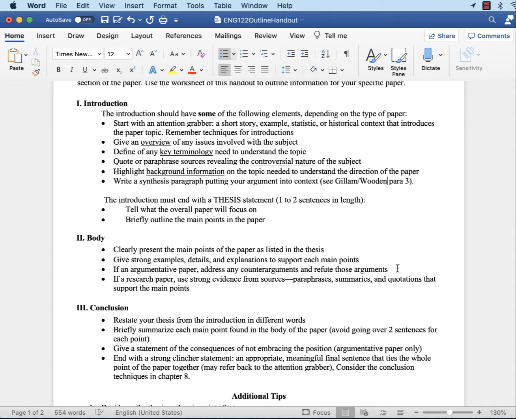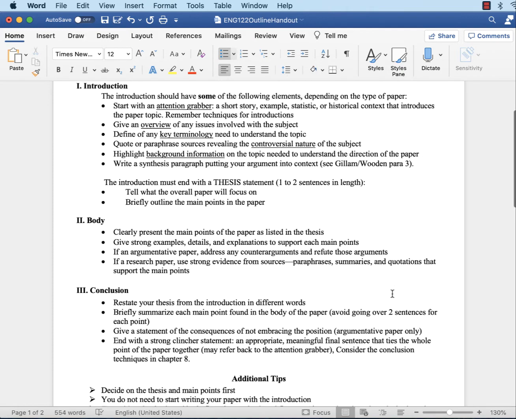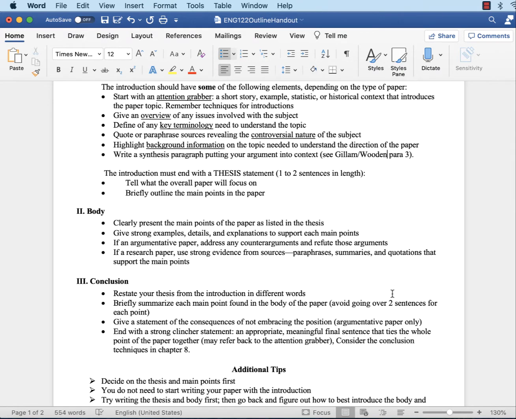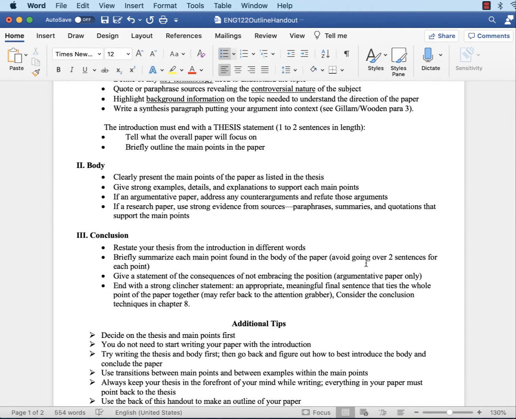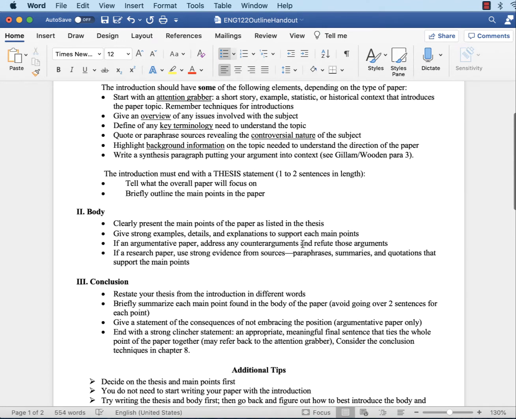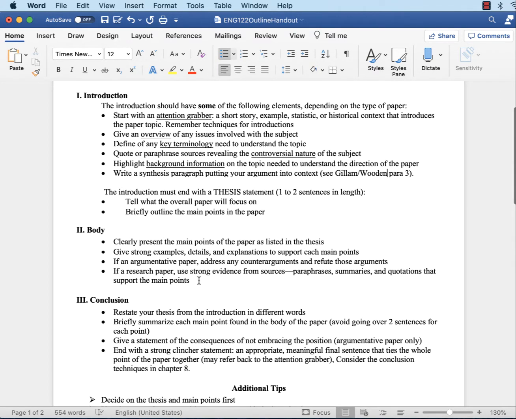A research paper uses strong evidence from your sources: paraphrases, summaries, and quotations that support the main points. Hopefully, as you were filling out your annotated bibliography worksheets, you were able to pull down those main points. So now those worksheets become your notes for completing your paper. Once you've listed all of your main points, then you're going to write your conclusion. And remember, I've said before, if you can get away with it, depending on your personal writing style, if you can write the body paragraphs first, it makes it so much easier to write an introduction because you know what you've said, and then you can write a compelling introduction to what you've already said, and then write the conclusion.